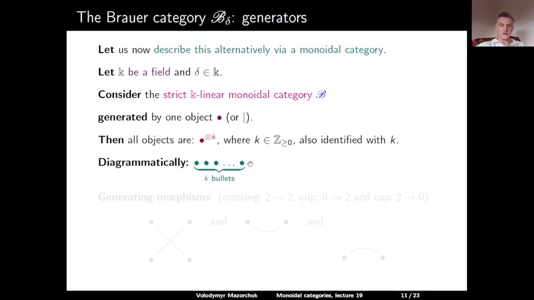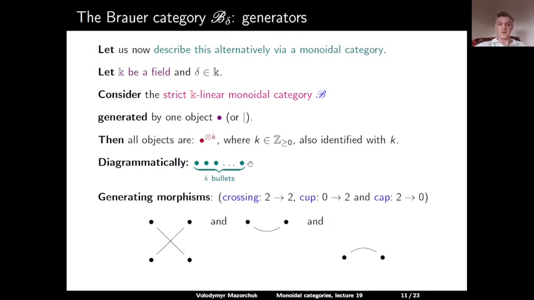But now we have more generating morphisms. In the previous case, we only had the crossing, and now we have 3 generating morphisms. We still have the same crossing. This is a morphism from 2 bullets to 2 bullets. Then we have the morphism cup, and this is a morphism from the identity object to 2 bullets, and we draw it as a cup. And similarly, we have a cap, and this is a morphism from 2 bullets to the identity object, and this is how it is drawn. So we start from 2 bullets, and at the end we have nothing. So this is a morphism from 2 to 0.